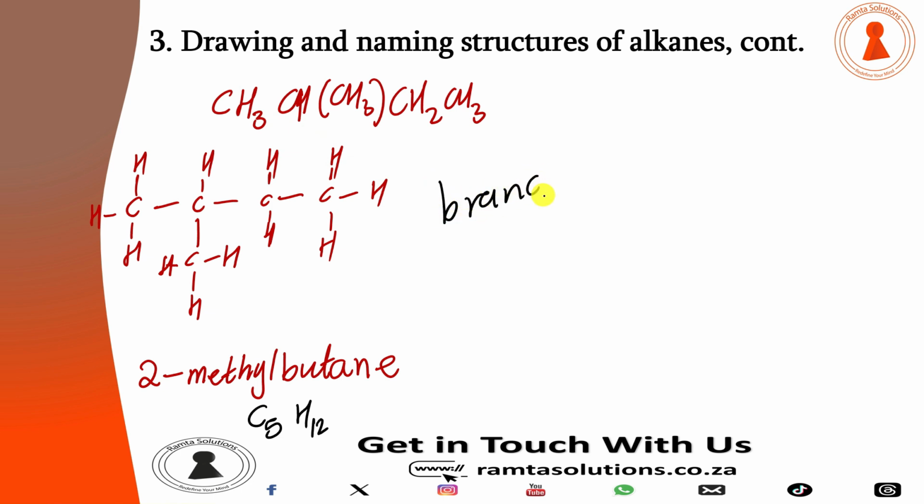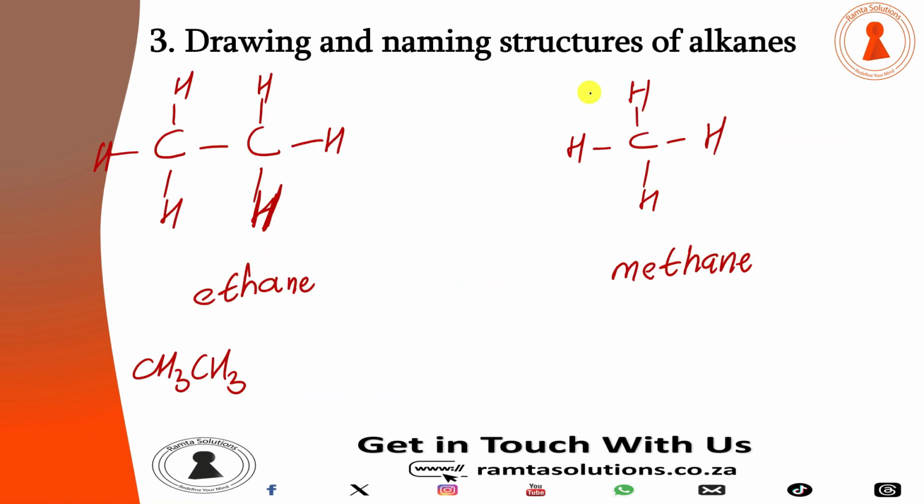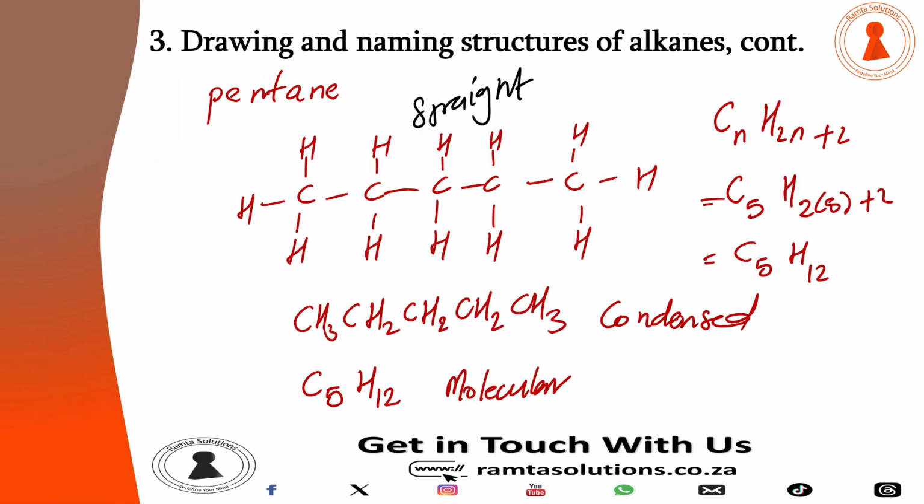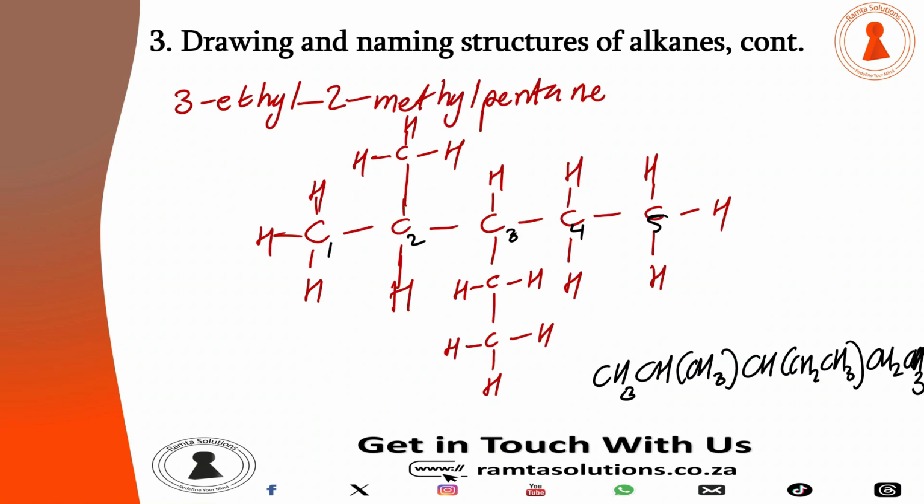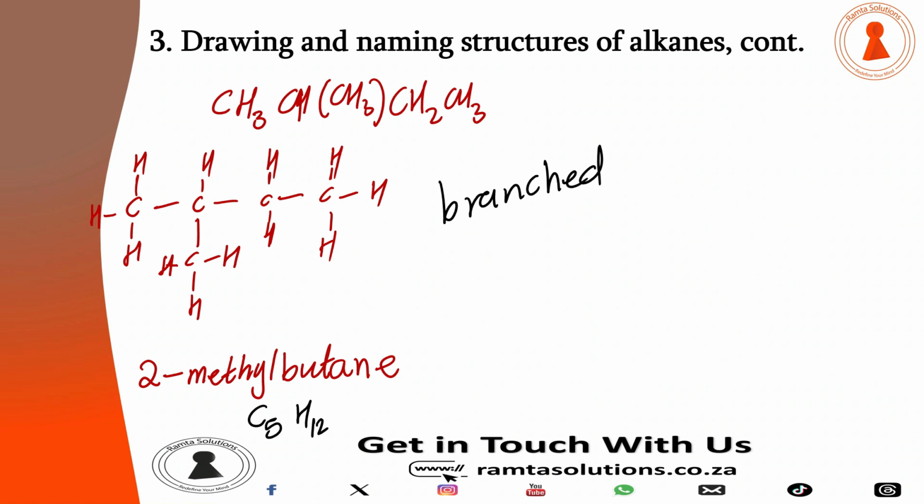So this one has a boiling point lower than the other one. So this has a higher boiling point. Okay. What do we call this? Pentane has a higher boiling point than 2-methyl butane because this is branched. This is what we mean by branched. Okay, guys?